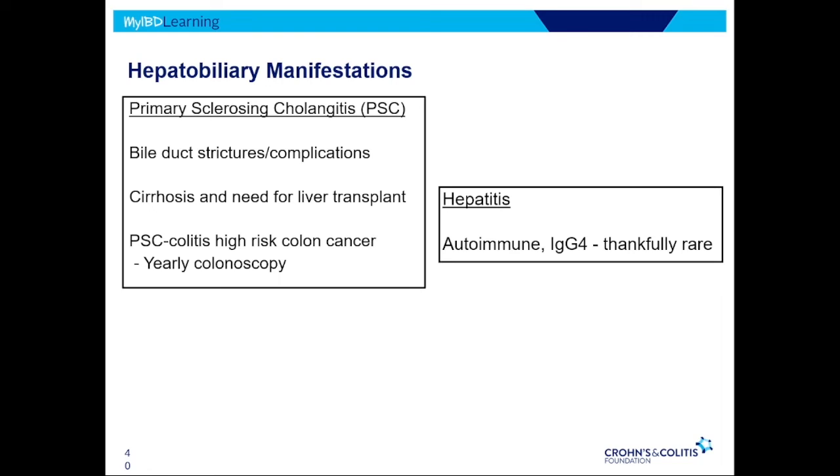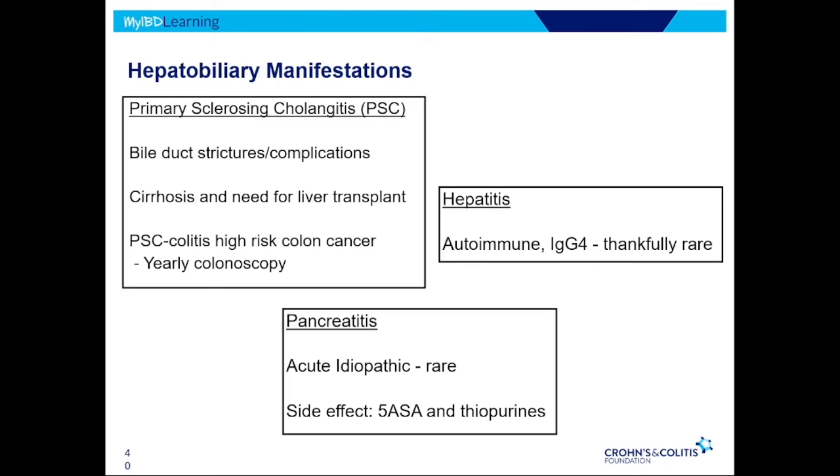Luckily, there's other forms of just inflammation of the liver or hepatitis. These are thankfully rare, but we're on the lookout for liver function test abnormalities in IBD. And then pancreatitis, or the pancreas itself, really rare in IBD, but we have to keep in mind that some of the medications we use, the side effects might be pancreatitis. So very rare side effect of our 5-ASA or mesalamine medications, and a very rare side effect of our thiopurines. So this is azathioprine or 6-MP.